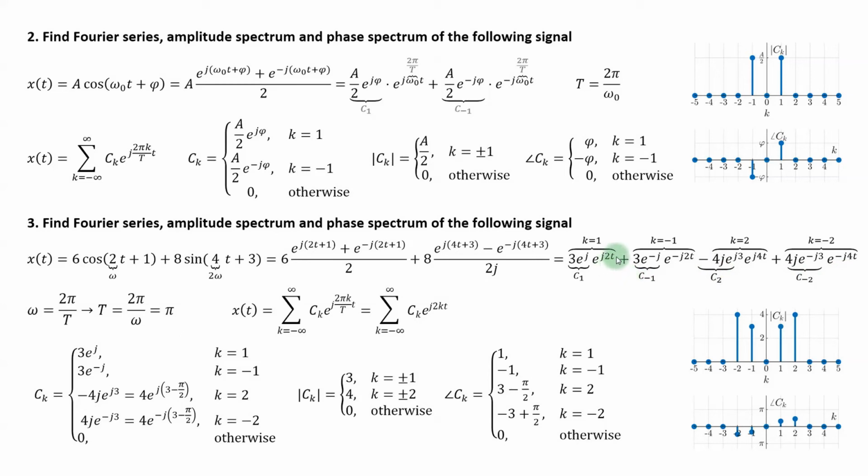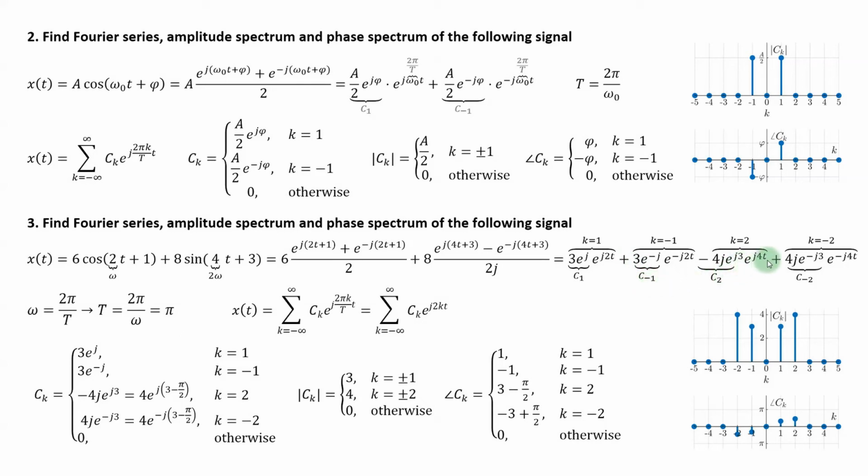Here I can identify that this is actually this exponential for k is equal to 1, thus this entire expression will be just this summand for k is equal to 1. Consequently, this is the coefficient c sub 1. Here I can see that this is this exponential for k is equal to minus 1. Thus, this entire expression is this summand for k is equal to minus 1. Consequently, this is the coefficient for k is equal to minus 1.